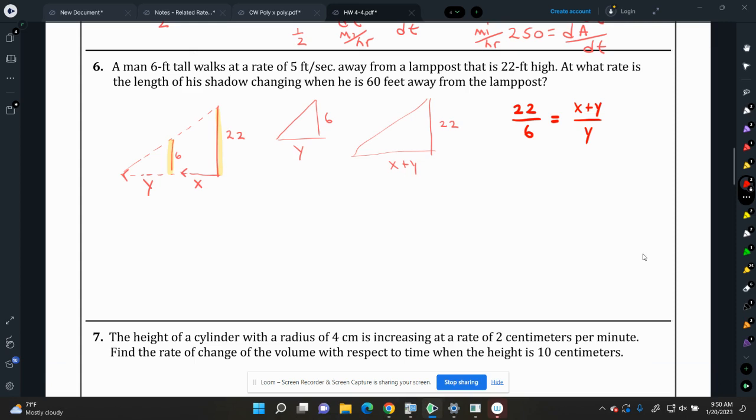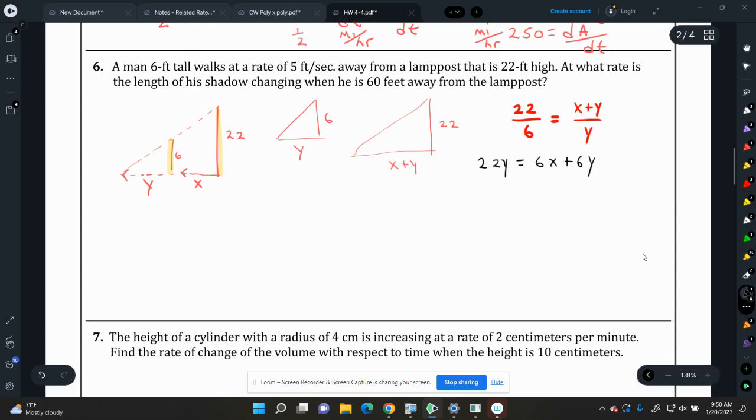X is 60? I put it as 6, because I put y as 6. 60 feet away. Oh, I see what you're saying. Well, it's not x plus y because the y is the shadow. Yeah, but well, yeah, let me just show you. Okay, let's go ahead. This is going to be 22y equals 6x plus 6y, right? Cross multiply? Yeah. Okay. So subtracting 6y, we get 16y equals 6x.